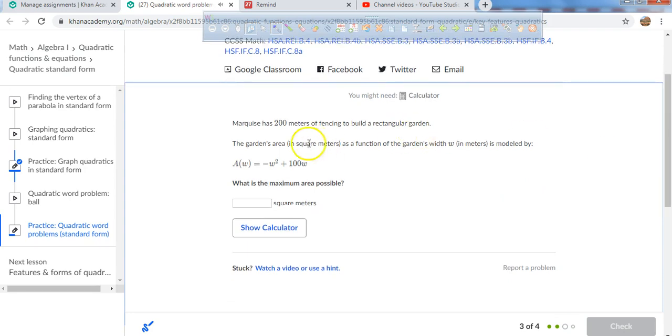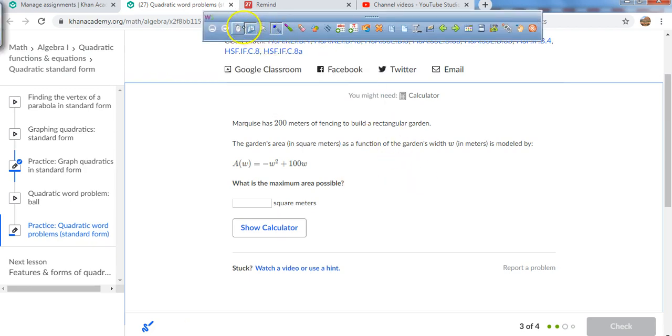Marquise has 200 meters of fencing to build a rectangular garden. The garden's area in square meters as a function of the garden's width, W, is modeled by this function. What is the maximum area possible? So we're looking for the maximum area. So this time we're actually looking for the maximum of our parabola. So I'll show you guys how to do that by hand.